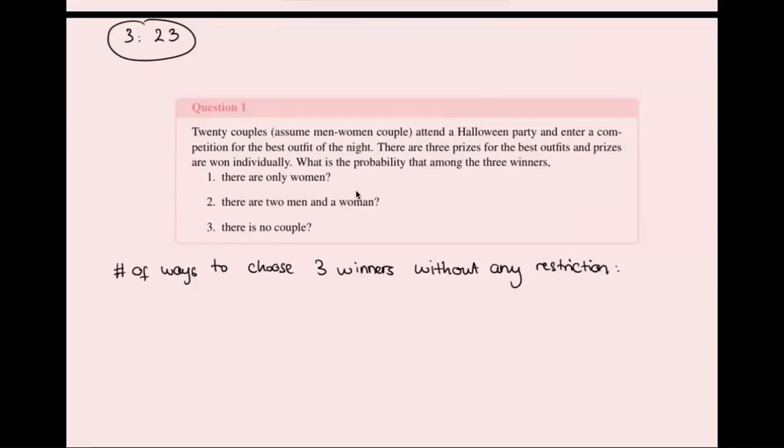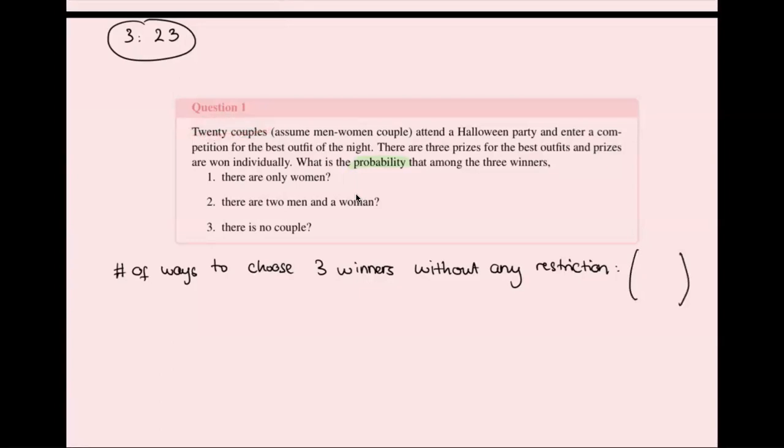Okay, so first, since the question is asking for probability, we know that we have to find the cardinality of the sample space, right? By your common sense, you will see that you have to find the number of ways to choose 3 winners without any restriction. In here, we have 20 couples.